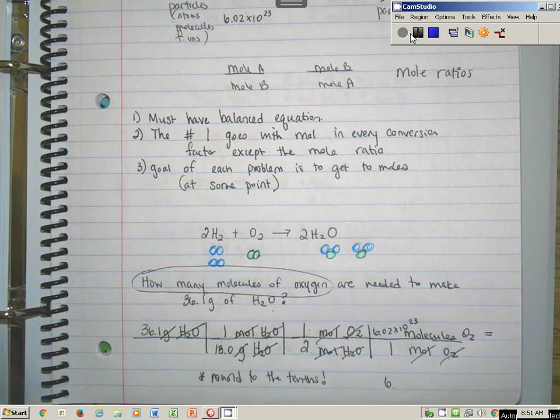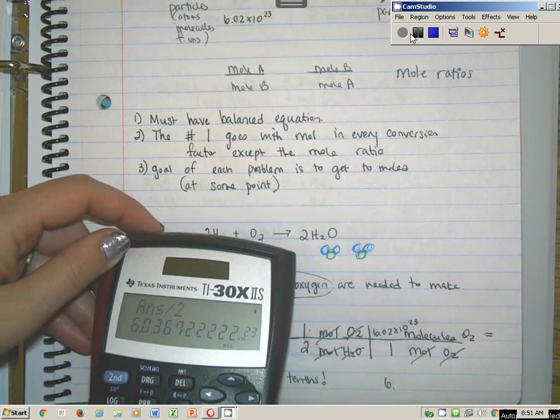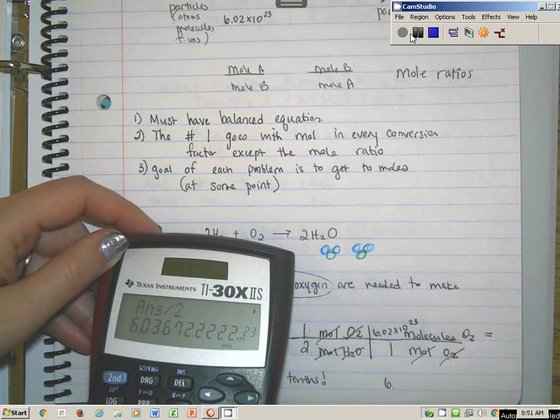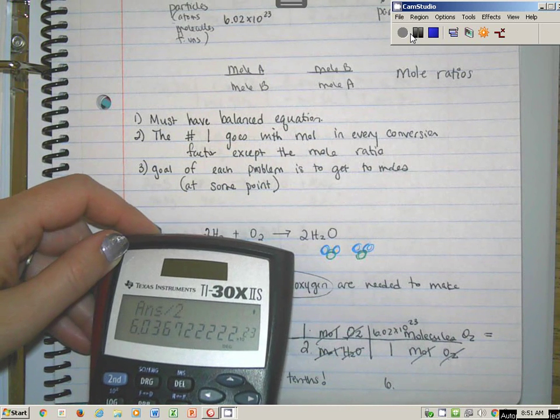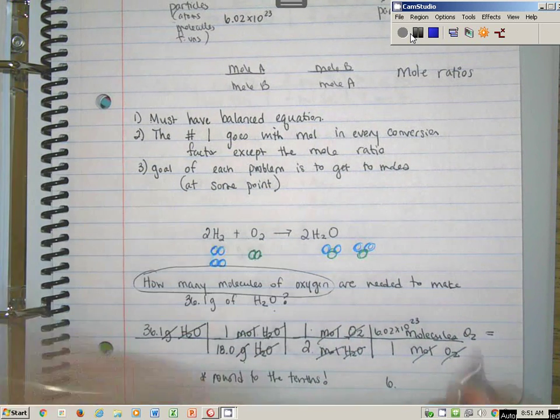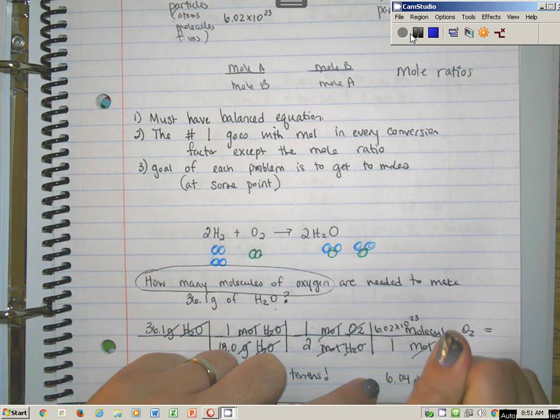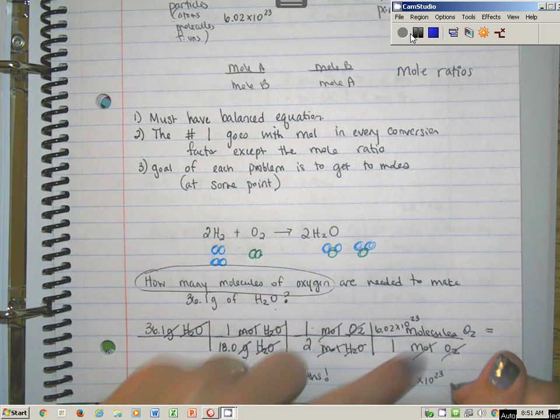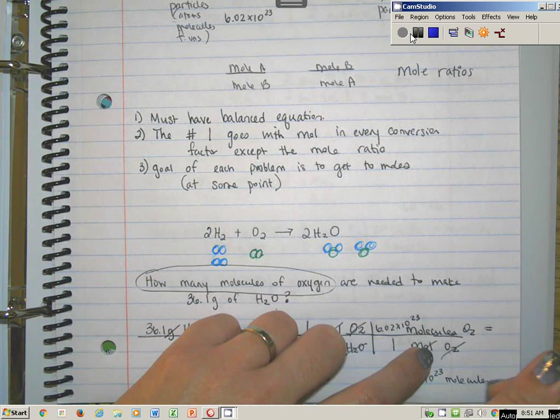Here's what my calculator says. Let's see if we can see it. 6.036 blah blah blah times 10 to the 23rd. So we're going to cut it off at the 3. So that will become 6.04 times 10 to the 23rd molecules of O2.